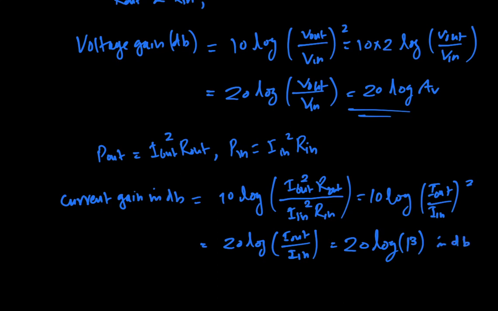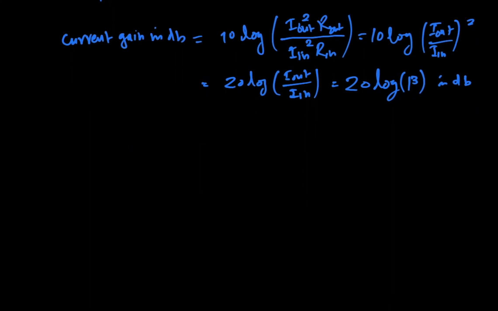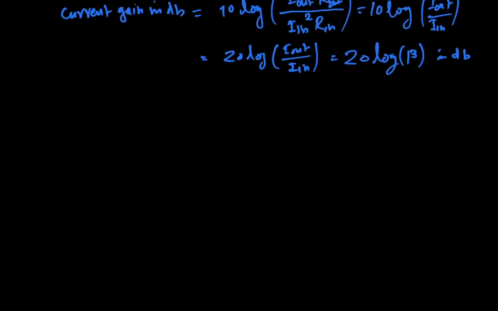So these are the units of the different gains, the power gain, voltage gain and current gain, in terms of the decibel. So I am rewriting those equations once again. The power gain in decibel unit is 10 log AP.